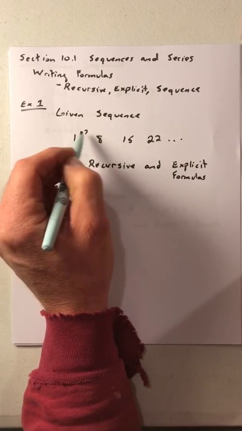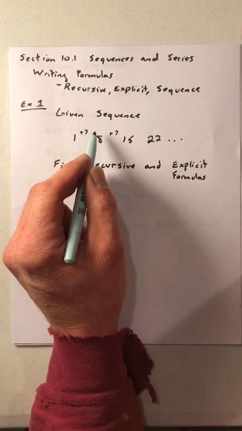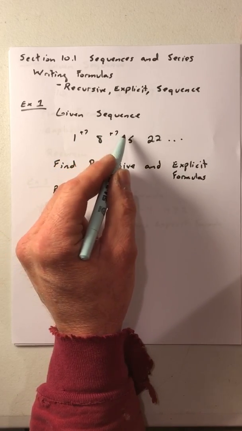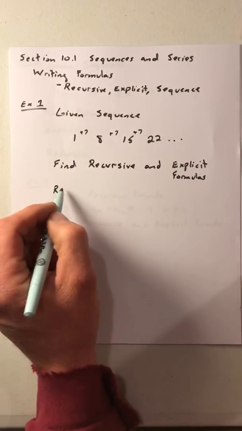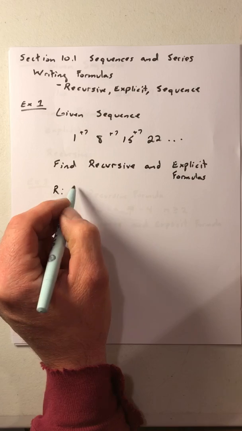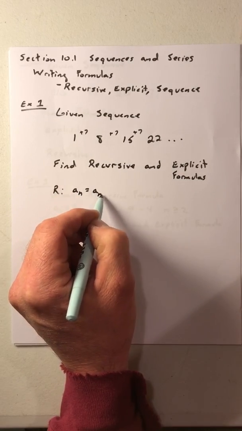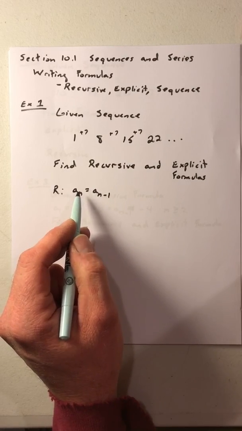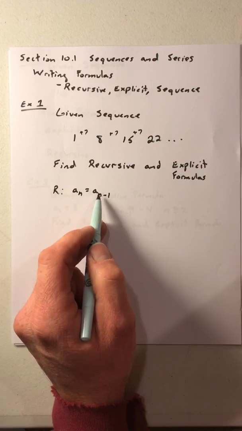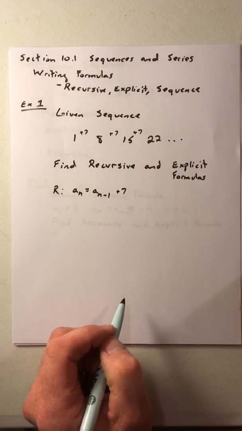If we look from 1 to the next, what are we doing? How do we get from 1 to 8? We add 7. 8 to 15, we add 7. 15 to 22, we're adding 7. So a recursive formula, each term is going to take the previous term. So remember, our general term is a of n. The term before that would be a sub n minus 1. And we're going to add 7 to that.